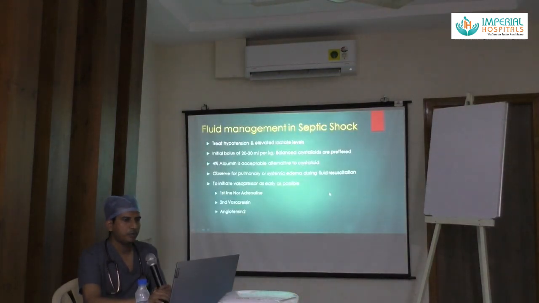So coming to fluid management in septic shock, treat hypotension and elevated lactate levels. Initial bolus of 20 to 30 ml per kg, balanced crystalloids are preferred. 4% albumin is an acceptable alternative to crystalloid. Observe for pulmonary or systemic edema during fluid resuscitation. So we should not blindly give fluid boluses. We should also see how the patient is responding to the fluid bolus. We have to initiate vasopressor as early as possible. First line is noradrenaline, second line vasopressin, and angiotensin 2 for severe vasodilatory shock, which is not available in India.